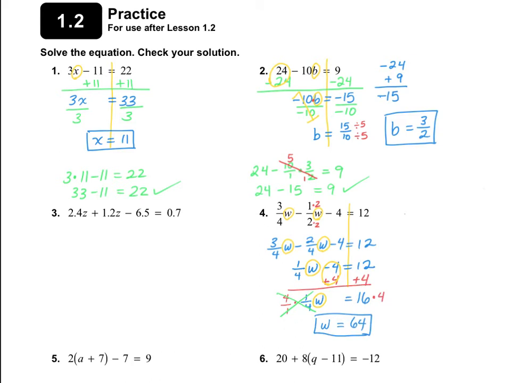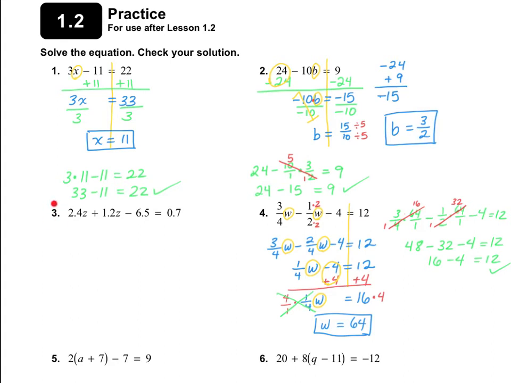Okay, let's plug that back in and see if we got the right answer. And when I plug it in and simplify, I end up getting 48 minus 32 minus 4 should equal 12, which simplifies to 16 minus 4 equals 12, and so it does work. I would like for you to try number 3 on your own.